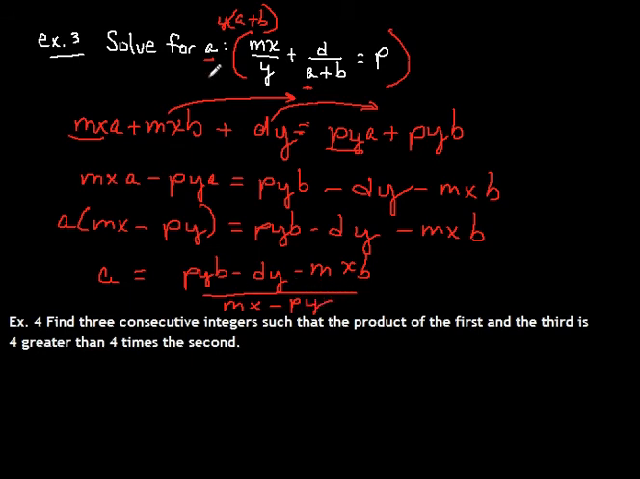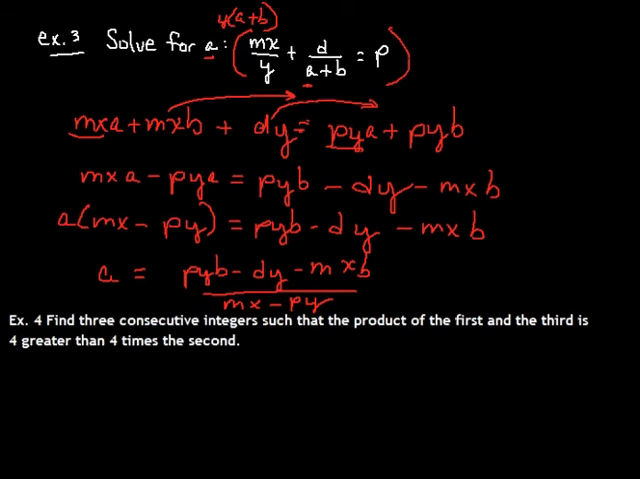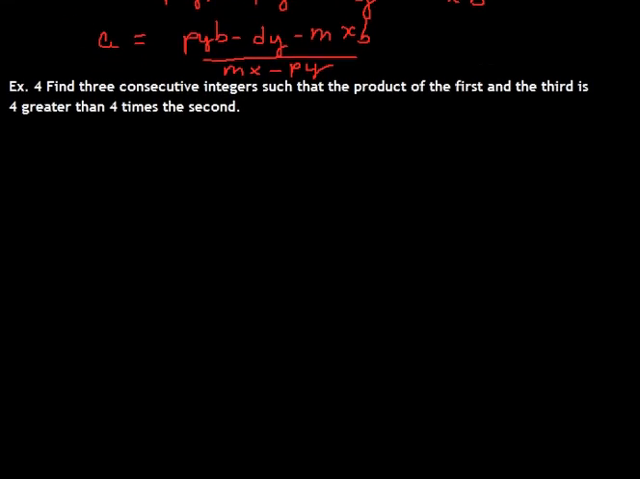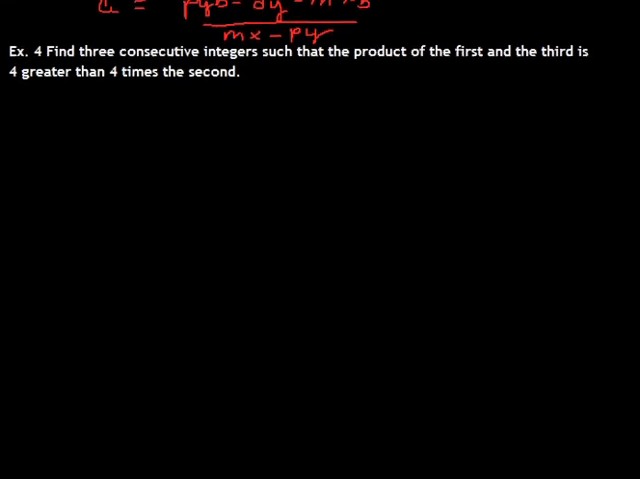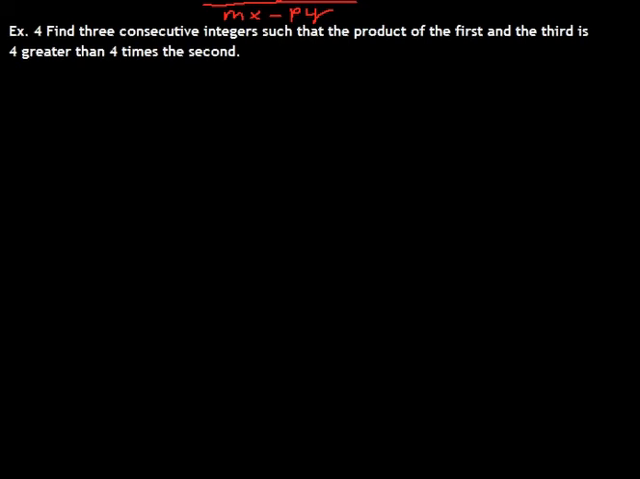Not so bad. So you get rid of your fractions, get all the whatever you're looking for, get it all on one side, factor it out, and then divide by the other factor. Okay, the second part of this lesson is called word problems and quadratic equations. So we're just going to do a word problem, and they're going to end up being quadratic equations.